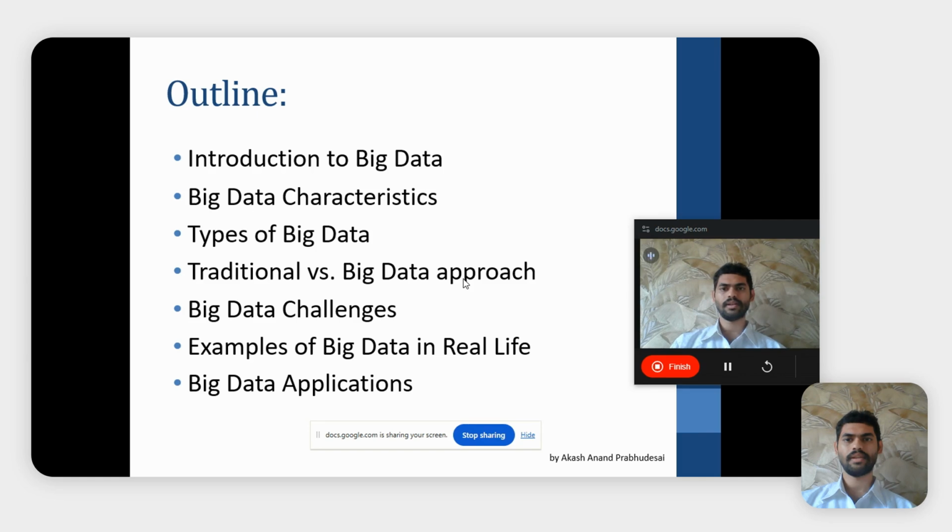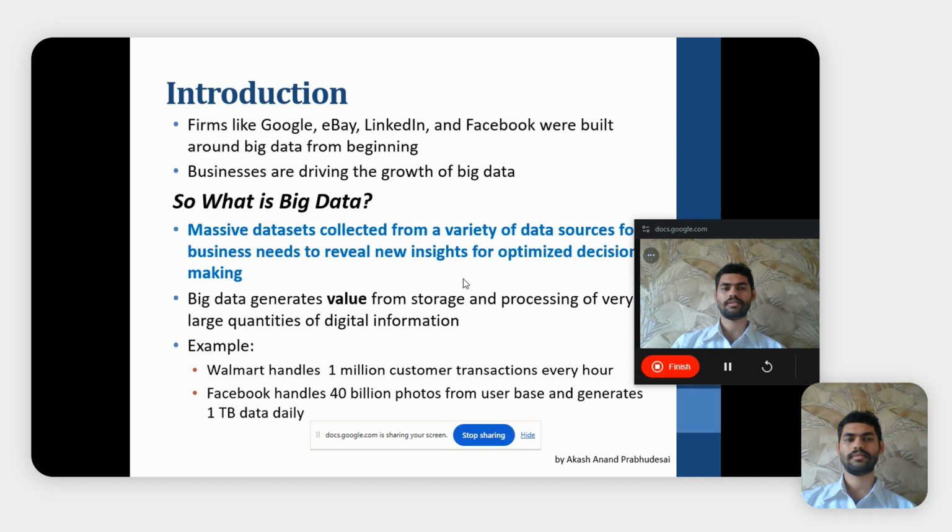Okay, so in this, I will be covering the five V's of big data, like what is the introduction, the volume, velocity, variety, veracity, as well as the value of the big data. And what all are the big data characteristics, type of big data, then the traditional versus the big data approach, then what are the challenges, then examples of big data, and then the applications.